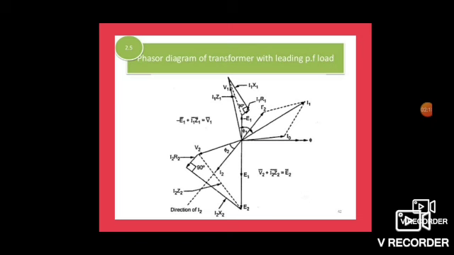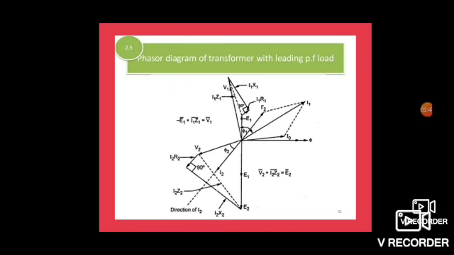Now we are taking a step up transformer. Therefore, E2 has more voltage than E1. Then minus E1 is drawn above the reference axis. Then the I1R1 drop is represented, and the I1X1 drop is represented at 90 degrees. The total resultant value of I1R1 and I1X1 is the I1Z1 drop. Minus E1 plus I1Z1 is called V1. It has phi 1 angle with I1.